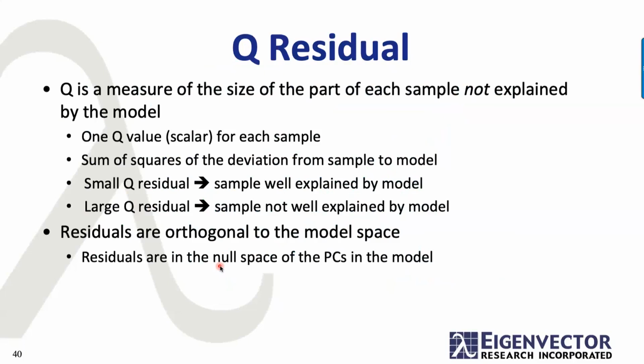We also have a property called the Q residual. Q is a measure of the size of the part of each sample not explained by the model. So every single sample, besides having scores, has a Q value, which is just a scalar. It's the sum of squares deviation from the sample to the model. A small Q means that sample's well explained by the model, and a large Q means it's not. Residuals are orthogonal to the model space.